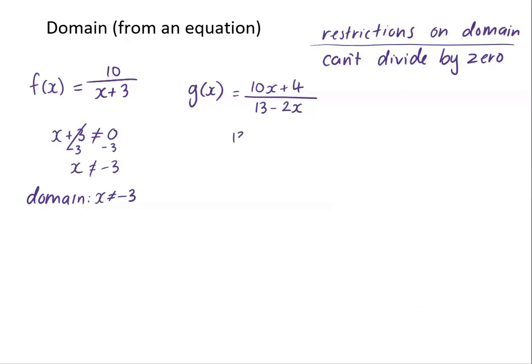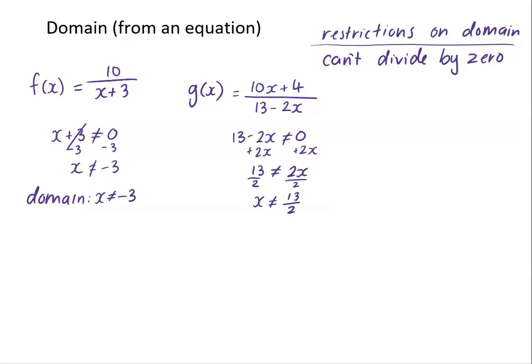So what that tells me is 13 minus 2x cannot be equal to 0. It's not allowed to be equal to 0. So let's plus 2x to both sides to make that positive. And we have 13 cannot be equal to 2x. Divide by 2 on both sides. And that will tell me that x cannot be equal to the fraction 13 over 2, or 6.5.